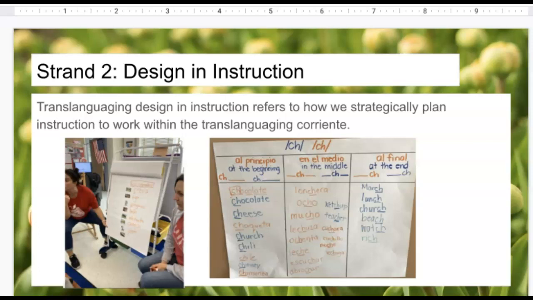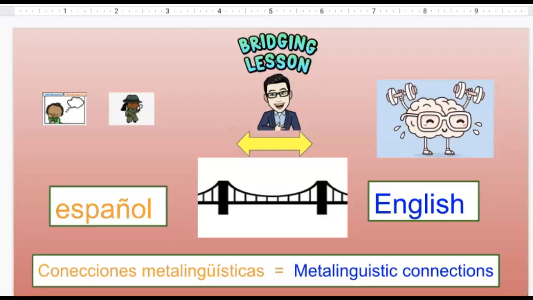So these are two examples of how we would strategically plan instruction to work within the translanguaging corriente. We're bringing in the two languages to deepen the content through the context. Another example here is a 3rd grade lesson. This is actually a lesson prior to a social emotional learning lesson, from when we were doing online teaching this past year. This teacher actually taught the students what translanguaging is.